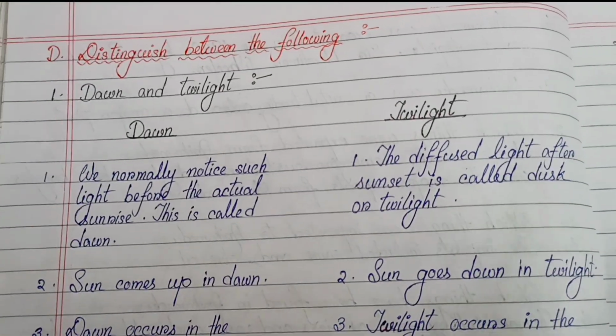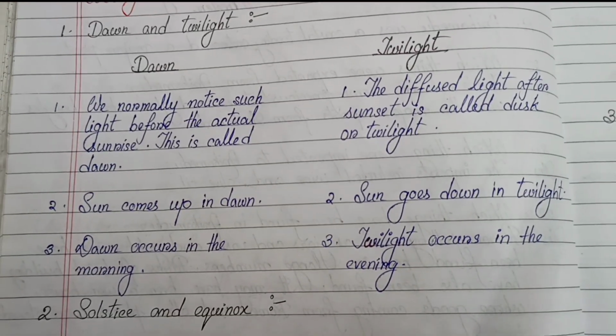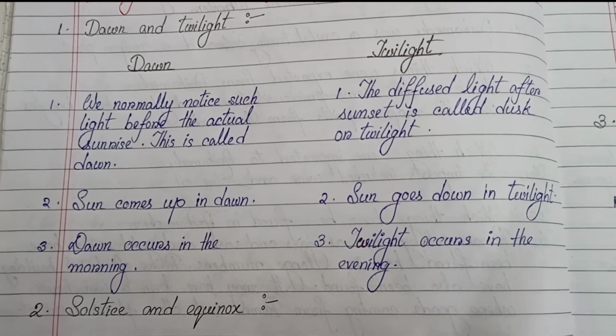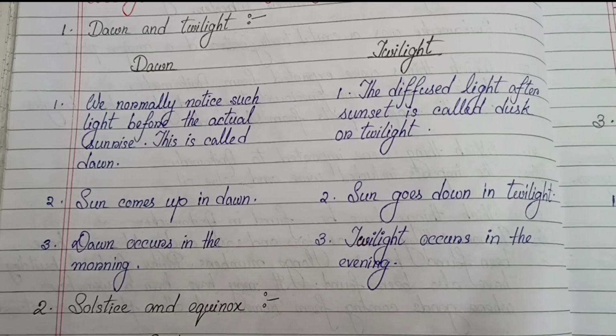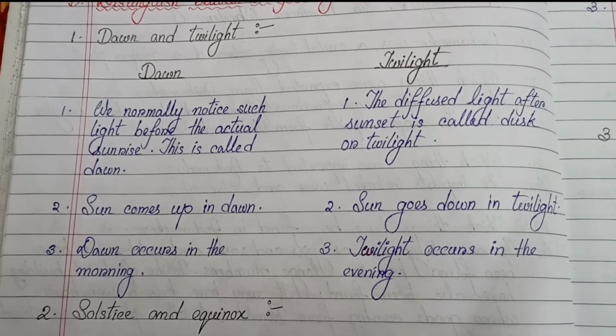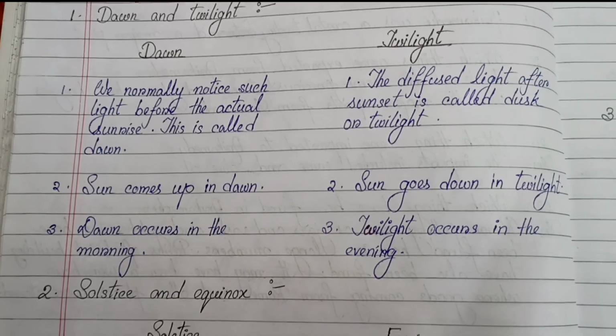Next, number D, distinguish between the following. Number 1, dawn and twilight. Number 1, under dawn, we normally notice such light before the actual sunrise. This is called dawn. Number 1, under twilight, the diffuse light after sunset is called dusk or twilight.